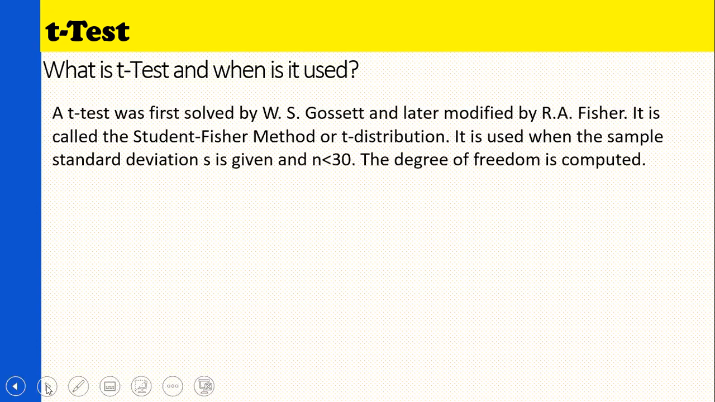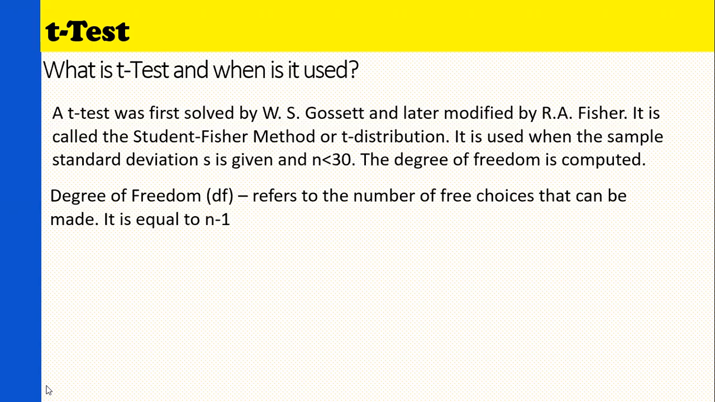So therefore, a t-test was first solved by W.S. Gossett and later modified by R.A. Fisher. So it is called the student-Fisher method or t-distribution. So it is used when the sample standard S is given and the sample is less than 30, or N is less than 30. And the degree of freedom is computed as DF equal to N minus 1, where N is the number of samples.